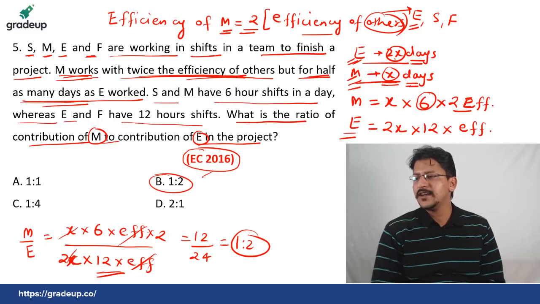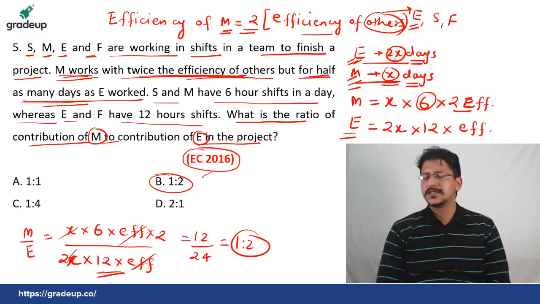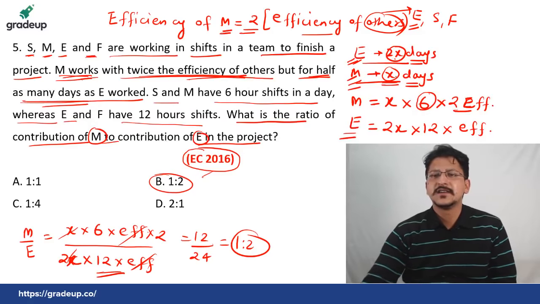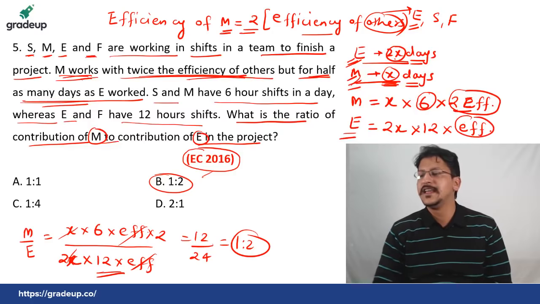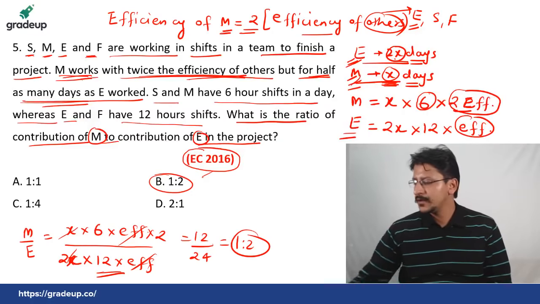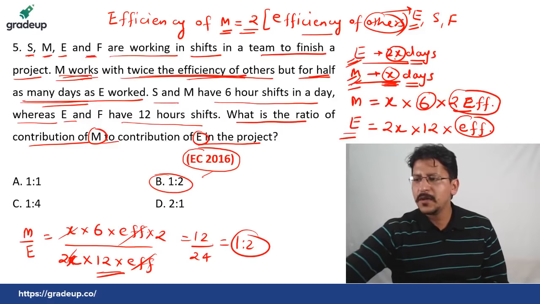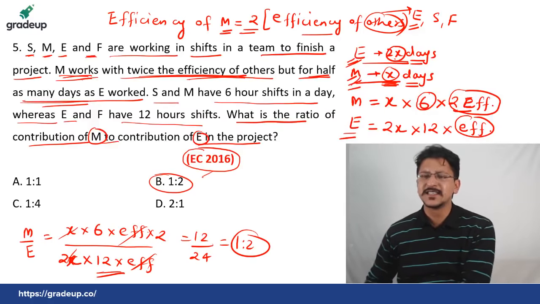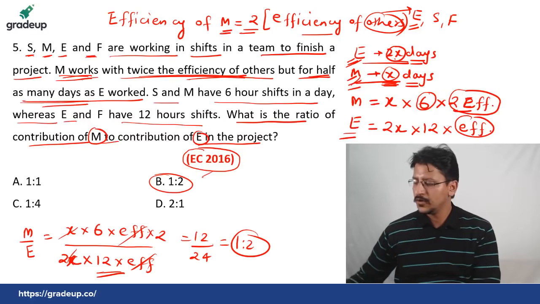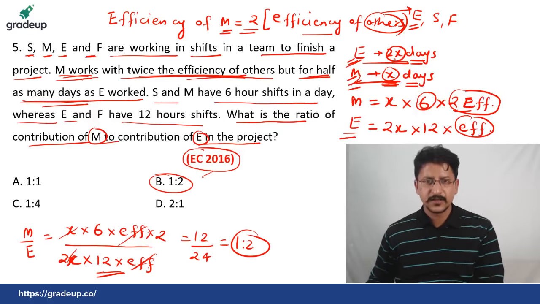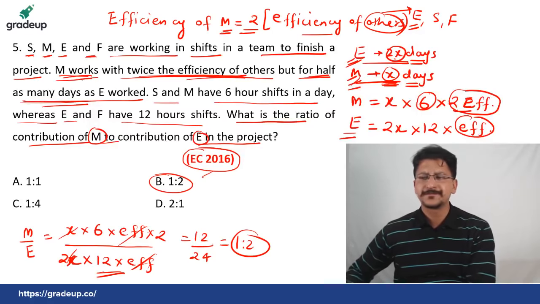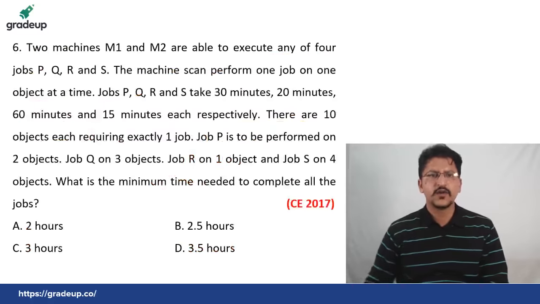I am not understanding why you all are getting confused. Shubham, is this okay now? This 2x and x are the number of days for which E and M work. And these are the efficiencies, that M works with twice the efficiency than E or than anyone else. So is this problem clear? x is the number of days for which M works. Is this problem clear to everyone? Yes. See this now, the next problem.